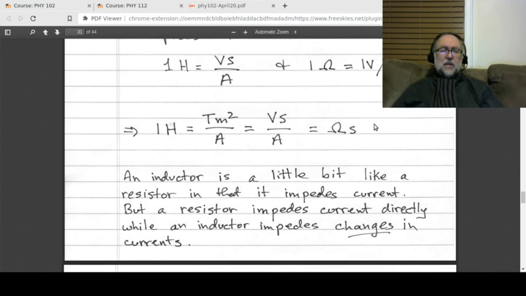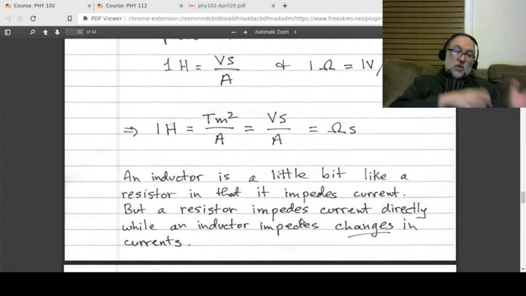I mean, there's some significant differences, but at least in one respect, you can think of an inductor as a resistor, because what does a resistor do? Well, a resistor impedes current. One of the first circuits I drew was a battery and a resistor, and the bigger the resistor was, the less current you were going to get. That was Ohm's law. Why? Because the resistor resisted current.